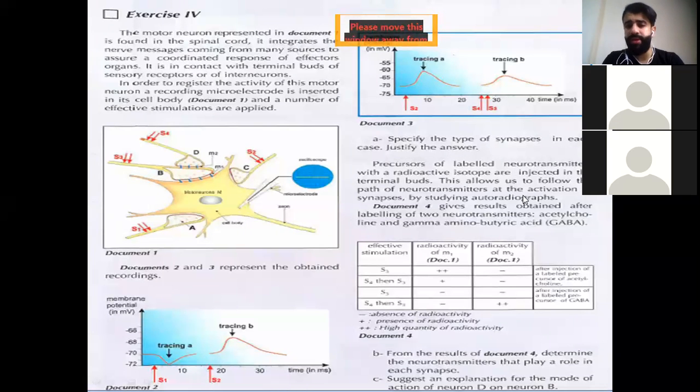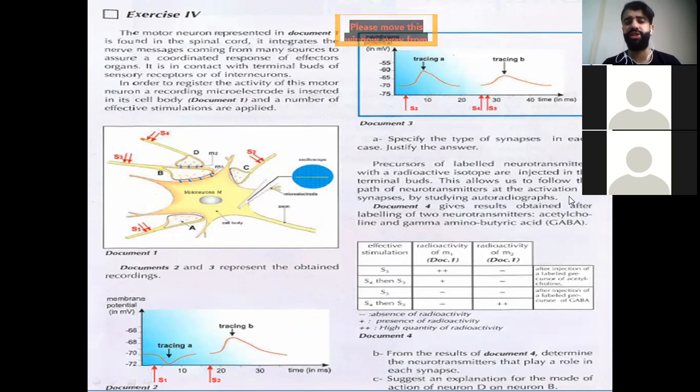Okay, great. No questions. So we have precursors of labeled neurotransmitters. What are neurotransmitters? We already covered this in the introduction of the nervous system. Neurotransmitters are the chemical mediators that allow the propagation of the nervous message. Examples are acetylcholine and GABA, and we're going to talk about dopamine, morphine, substance P, enkephalin, and others. All of them are neurotransmitters.